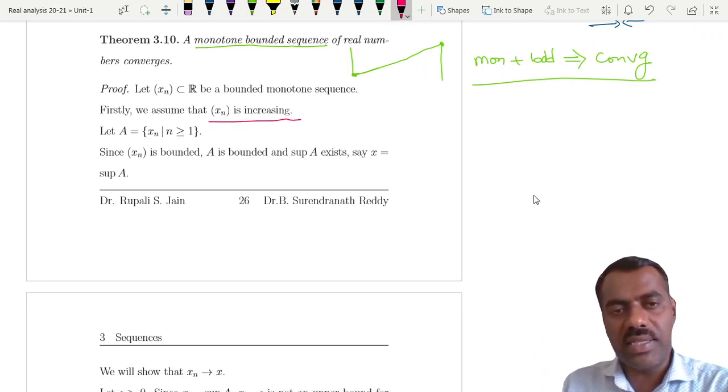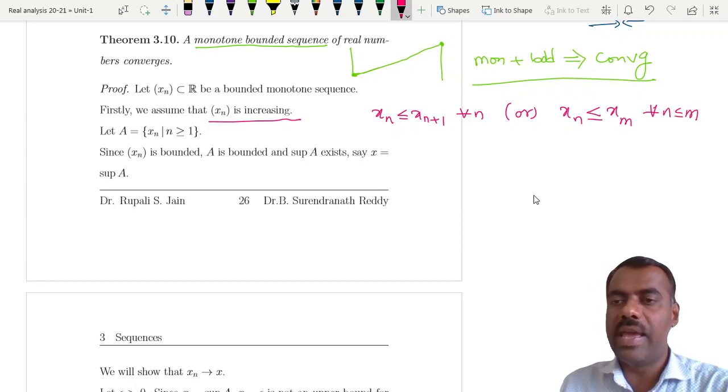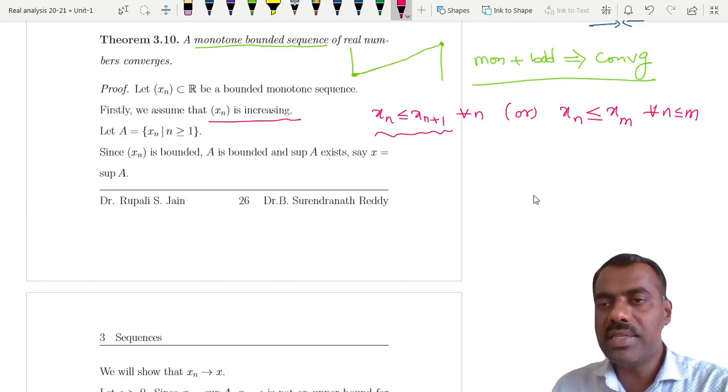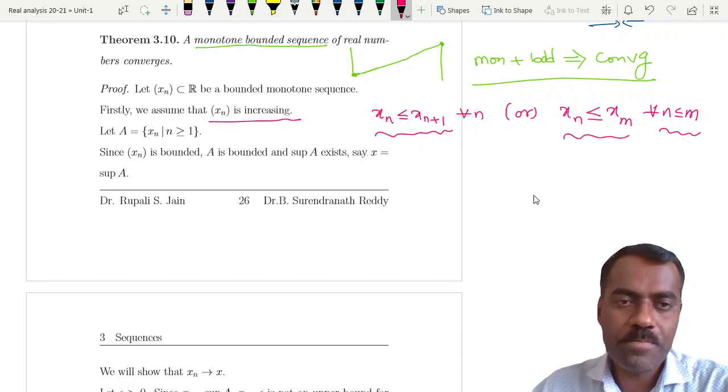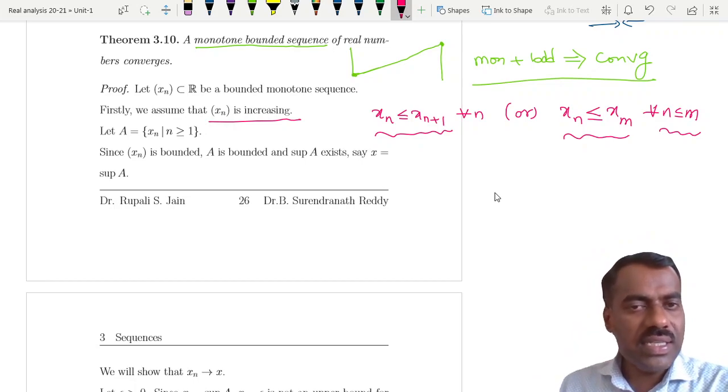Xn is increasing. What is meant by Xn is increasing? Xn is less than or equal to Xn plus 1 for every n, or the alternate: Xn is less than or equal to Xm for every n less than or equal to m. The first is about two consecutive terms, and the second is about any indexing. Whenever the index is smaller, those values also should be smaller, right?